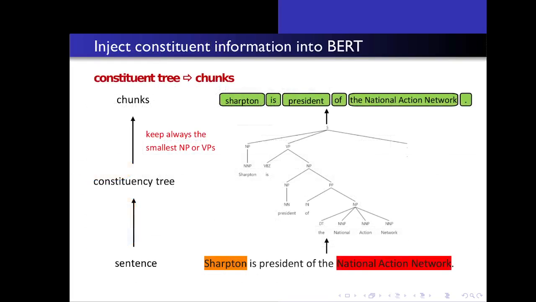We made a hypothesis that integrating syntactic information into BERT may improve its performance. Here we propose to integrate constituent information. As shown here, we keep the noun or verbal phrases at the deepest level in the constituent tree to separate the sentence into chunks. We suppose that training a subnetwork on these chunks will integrate constituent information into our network.